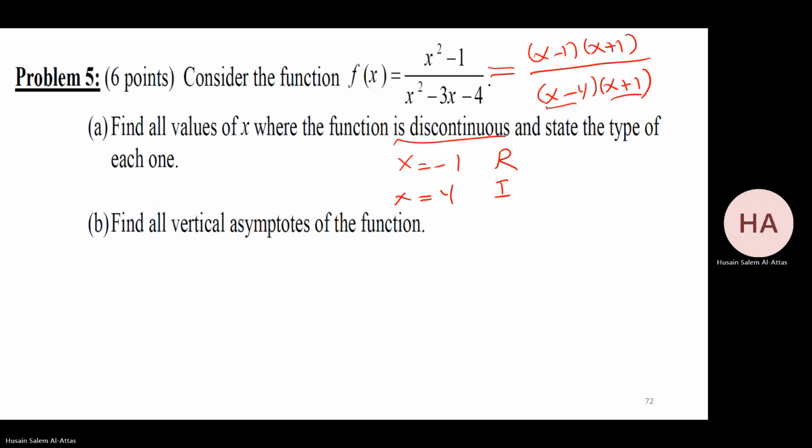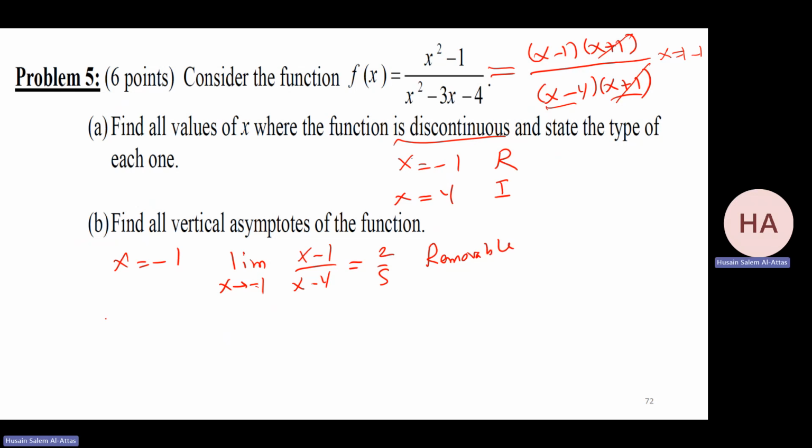Check it. Yeah, this is cancelled at x not equal to minus 1. So for x equal minus 1, I have a limit. As x goes to minus 1 for this function, where I cancel x plus 1, that will be what? Minus 2 over minus 5, 2 over 5. So we have removable and no vertical asymptote.